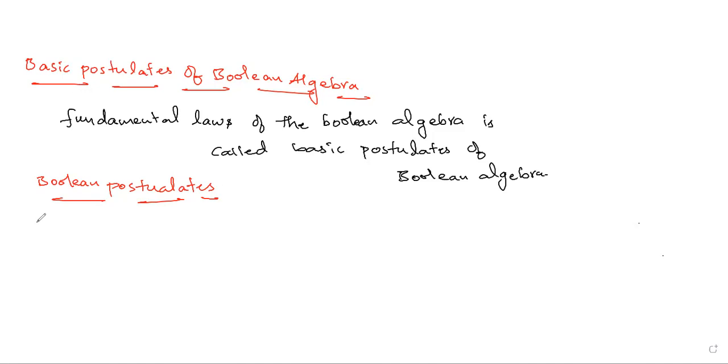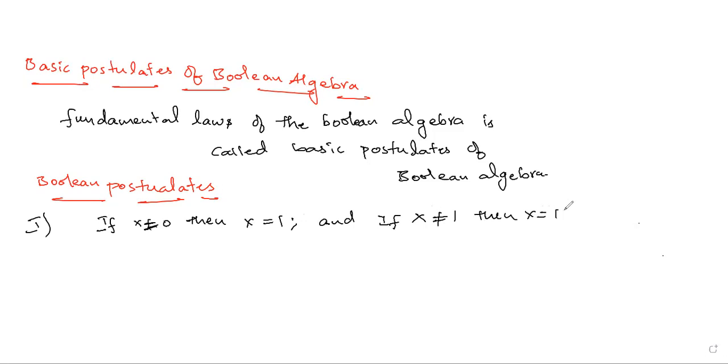See, the first one we have is, if x is not equal to 0, then x is equal to 1. If x is not equal to 0, then x is 1. And if x is not equal to 1, then x will be 0. So this is the first Boolean postulate. If x is not equal to 0, then x is 1. If x is not equal to 1, then x is 0.